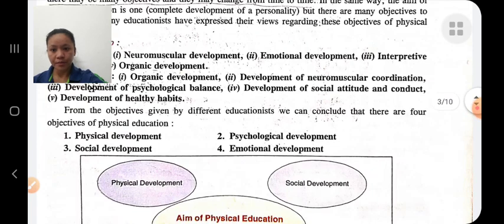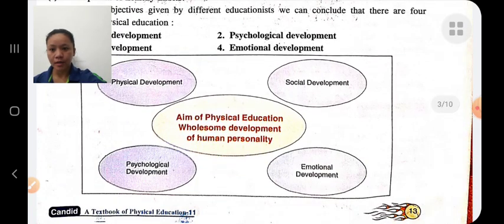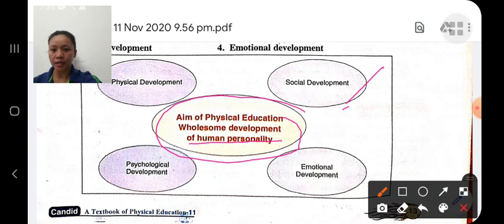Let's discuss the main objectives of physical education. The aim of physical education is wholesome, complete development of an individual. Look here. And to achieve the aim, we have to achieve its objectives: social development, emotional development, physical development, and psychological development.